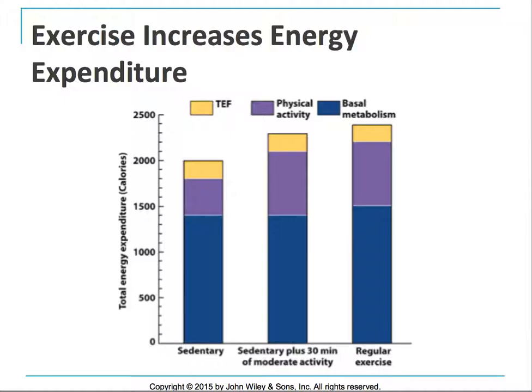The TEF, remember, is the thermic effect of food. So you'll notice that total calorie expenditure for the sedentary individual is about 2,000 calories per day, whereas the person engaging in regular exercise, their calorie needs are closer to 2,500.